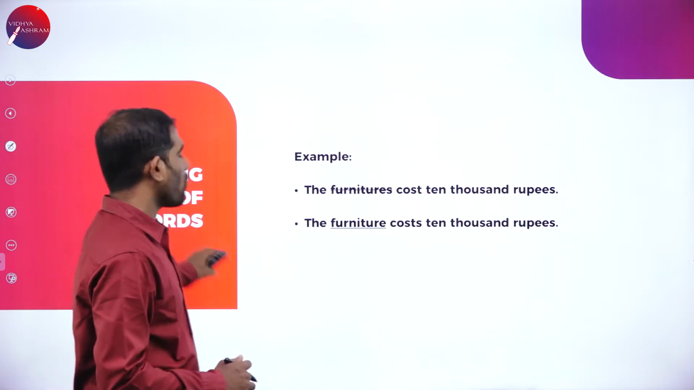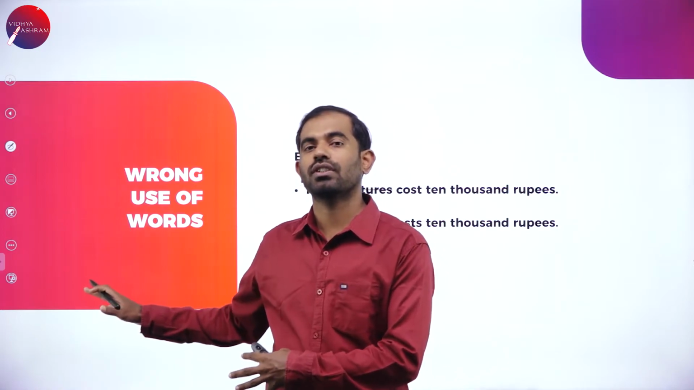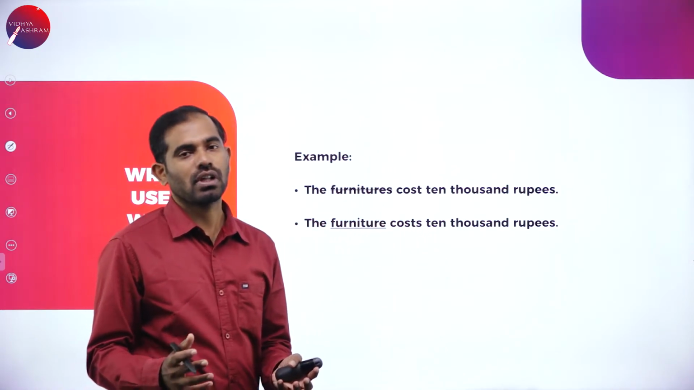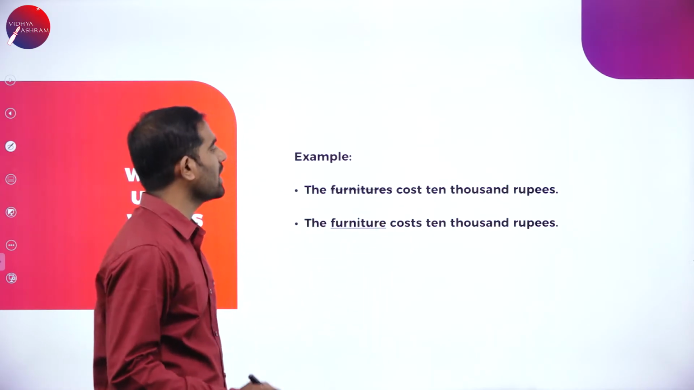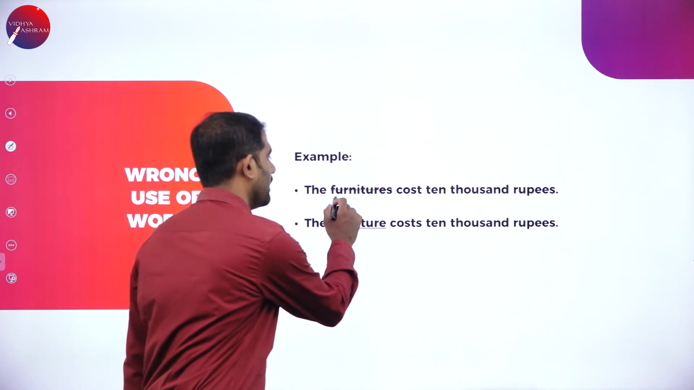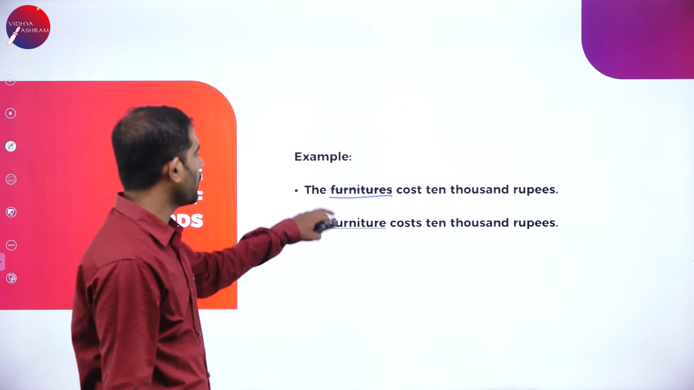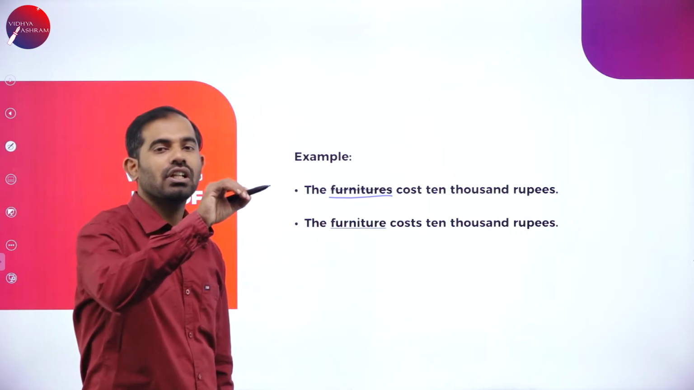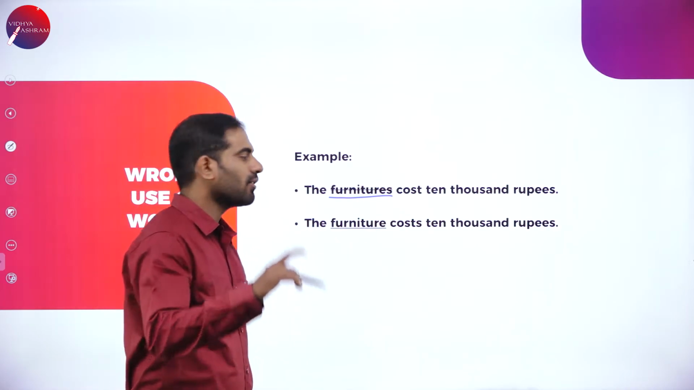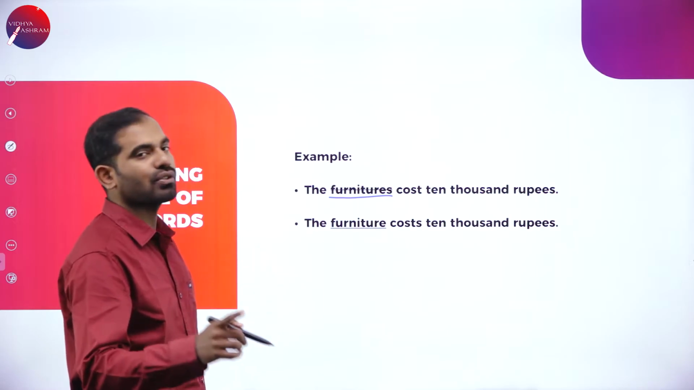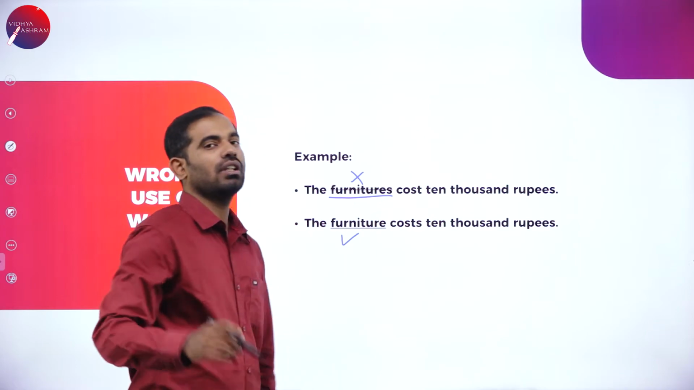Next one, wrong use of words. Not only redundancy, wrong use of words. Which words we use by mistake. The furnitures cost 10,000 rupees. If you open your workbook and look at it, the word furnitures is struck. It has been striked there. The correct usage is the furniture costs 10,000 rupees. The right usage and the wrong usage.